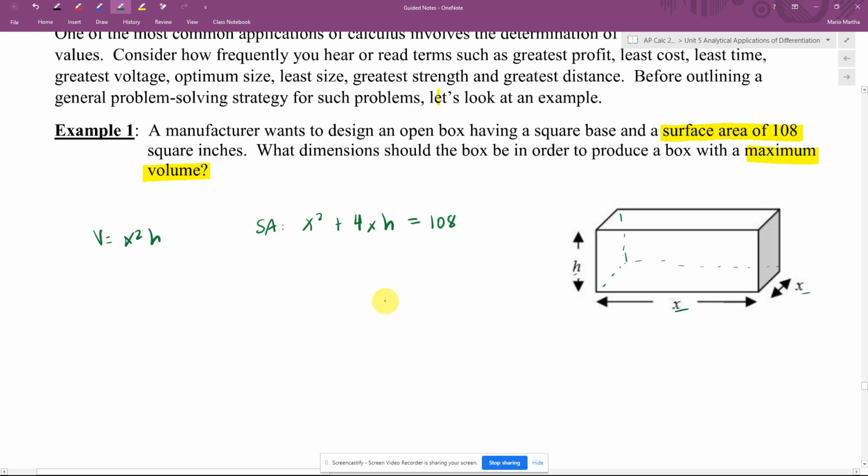In order for us to find the maximum values using the first derivative and then the second derivative, first we're going to leave one of these functions in only one variable. Because we have two variables, we want to solve our equation and substitute one of our variables, so we just have x, for example. Here, let's solve for h. We subtract x squared from both sides. That leaves us with 4xh equals 108 minus x squared. And then we divide everything by 4x, and simplify a little bit more.